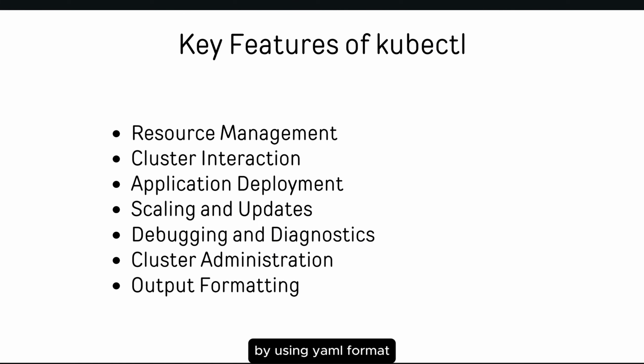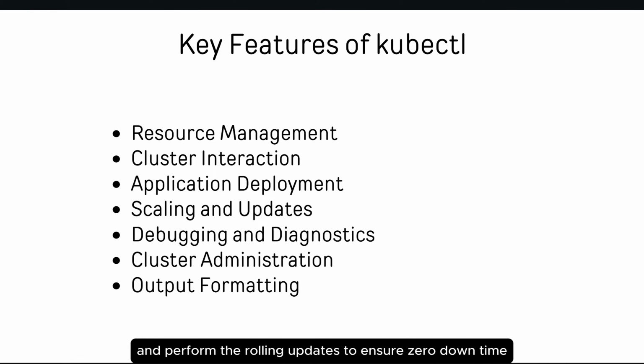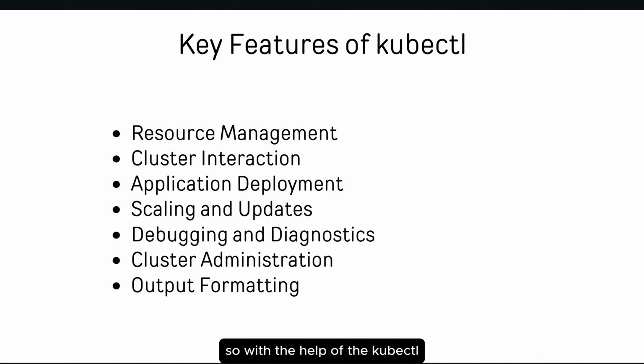So by using the YAML format files. And the next, scaling and updates. So we can easily scale applications and perform rolling updates to ensure zero downtime. With the help of kubectl, we can just give kubectl scale up and give the replicas. It will update your replica count in the Kubernetes cluster.